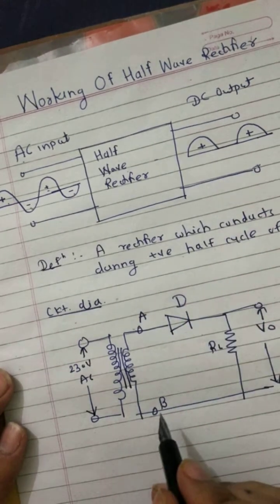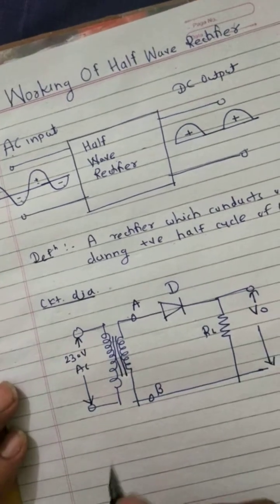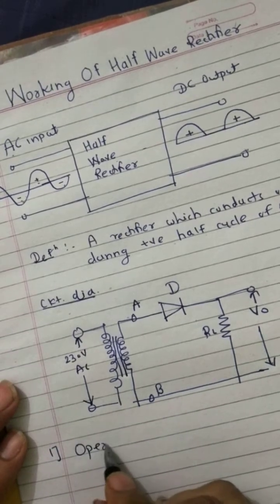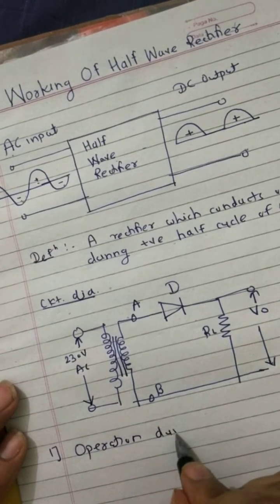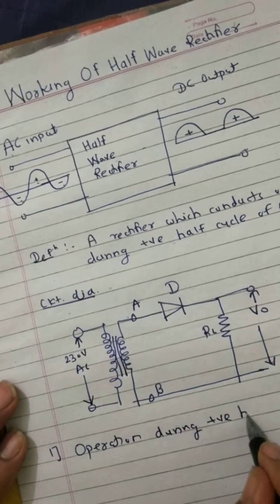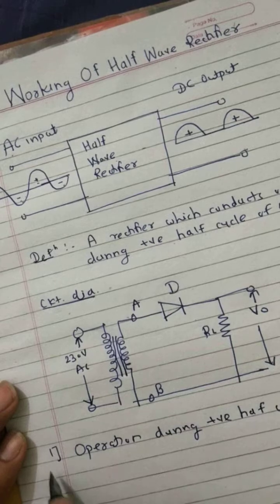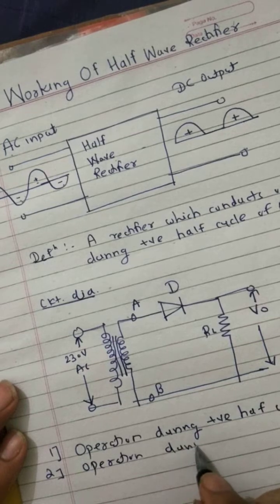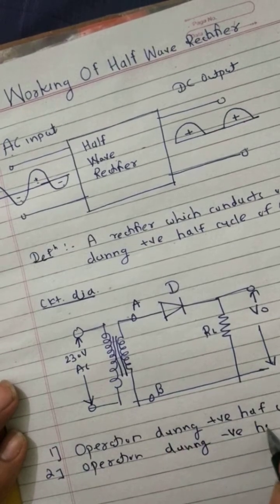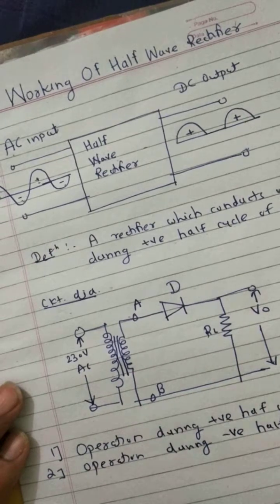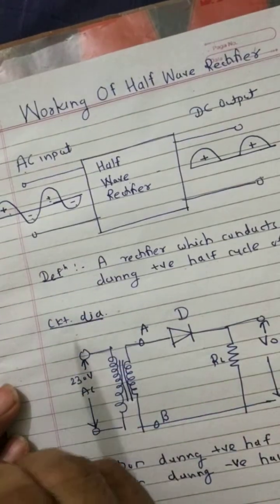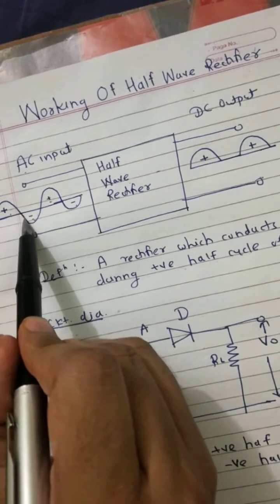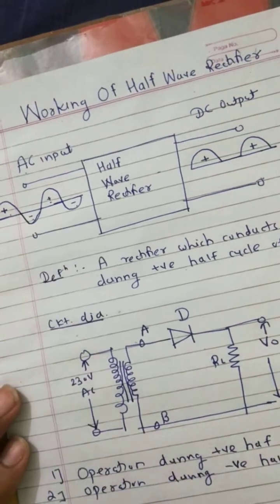So the operation of the half wave rectifier is basically in two parts. The first part is operation during positive half cycle, and the second part is operation during negative half cycle. So we have to analyze this half wave rectifier during the two portions of AC input, that is operation during this part, the positive half cycle, and operation during this part, the negative half cycle.